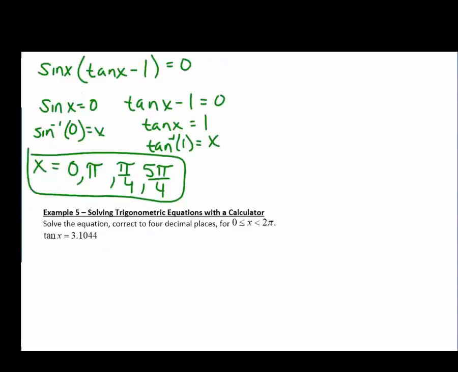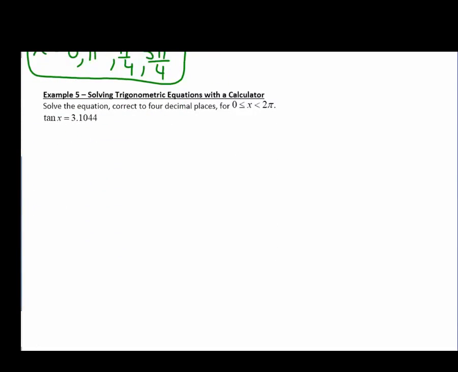All right, now let's take a look at the last problem, and you need to make sure that your calculator is in radians mode. Because if it's not, we're not going to get the correct answer. So make sure your calculator is in radians mode. And let's take a look at this problem. So we want to solve the equation correct to 4 decimal places for 0 is less than or equal to x is less than 2 pi. And we know that the tangent of x is equal to 3.1044. So we know that the inverse tangent function of 3.1044 is going to be equal to x.